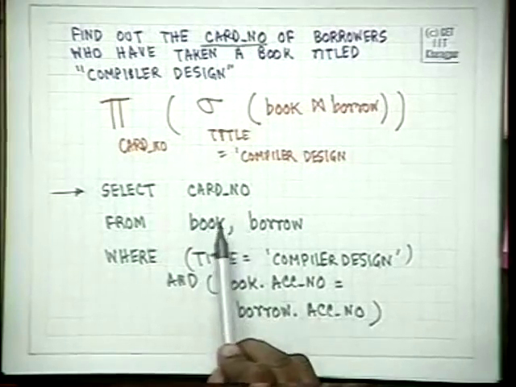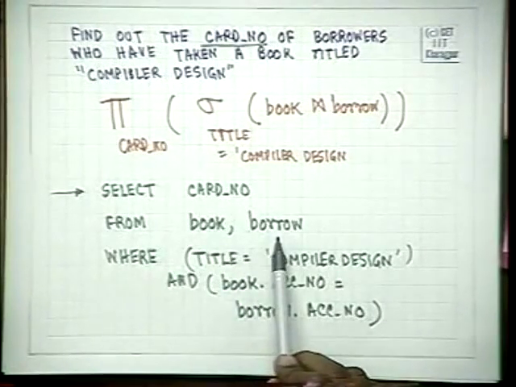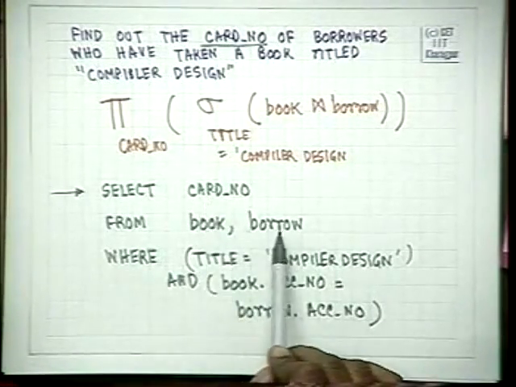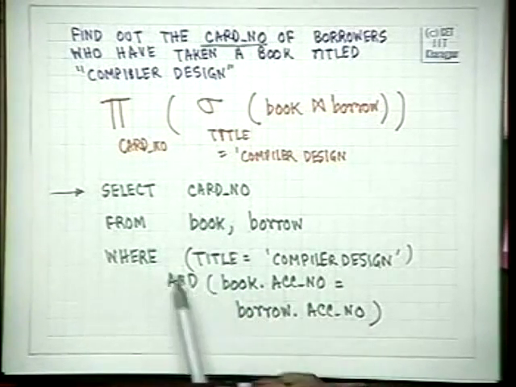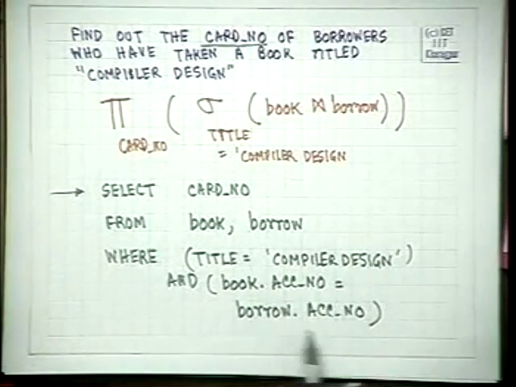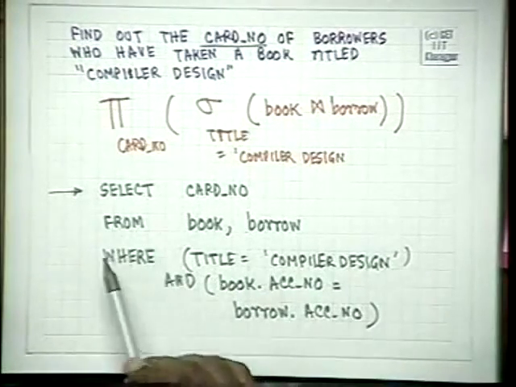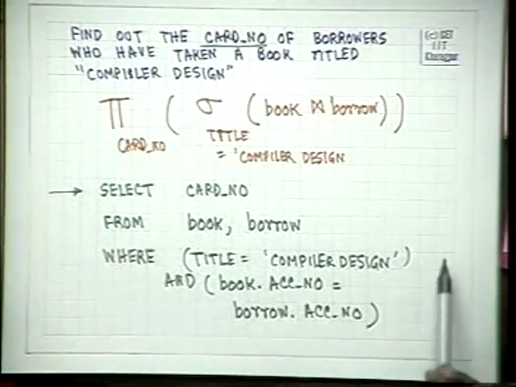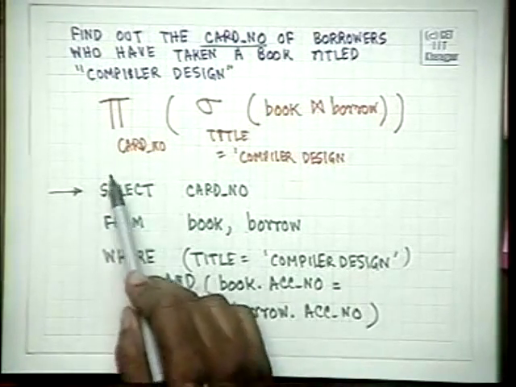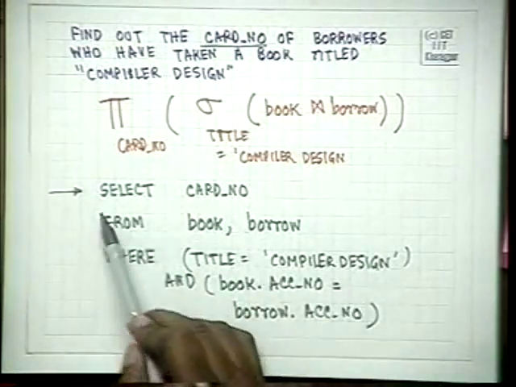So this is the equivalent SQL expression for this particular problem. Select out the card number from book, comma borrow. Since card number exists only in borrow, it's quite fine to do it this way, and where title is Compiler Design. This is the equivalent of relational algebra. This is the part where we use the selection, and this is the part where we do the projection, and these are the relations.